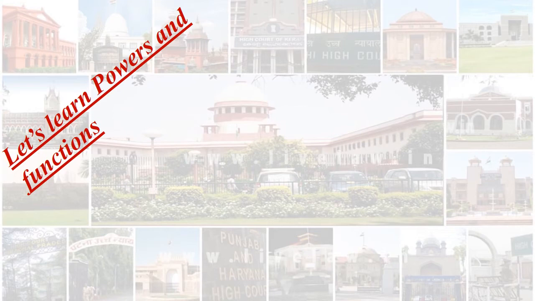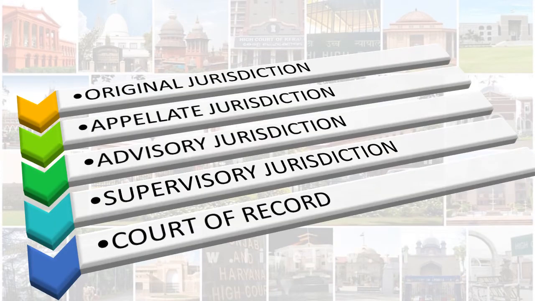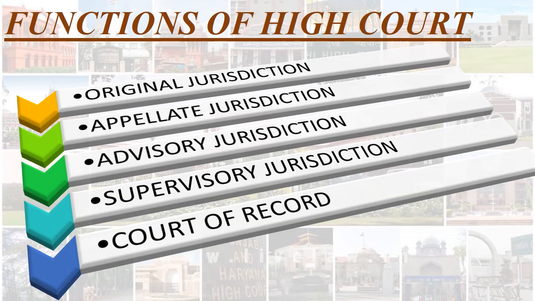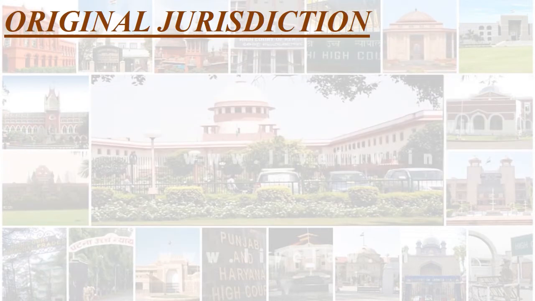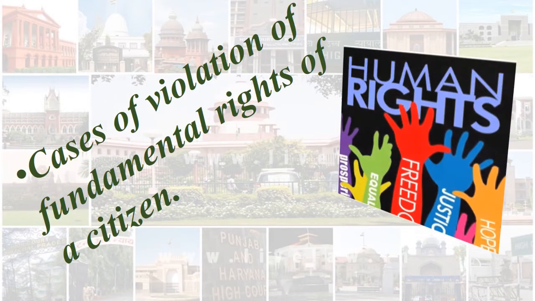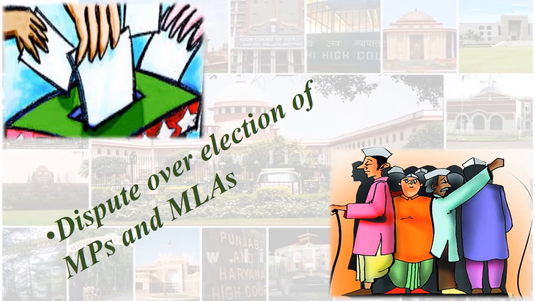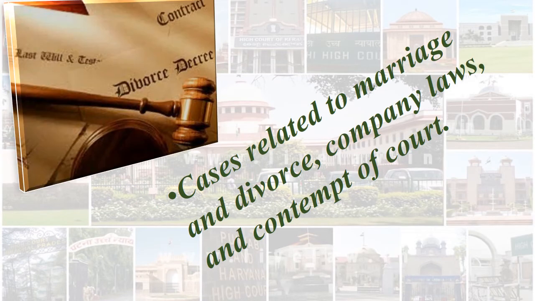We'll move further and learn about the powers and functions of the High Court. We are going to learn the original, appellate, advisory and supervisory jurisdiction, and the court of record. So we'll start with the original jurisdiction. Cases that are directly filed in the High Court come under the original jurisdiction of the High Court. These include cases of violation of fundamental rights of a citizen, disputes over election of MPs and MLAs, and cases related to marriage and divorce, company laws, and contempt of court.